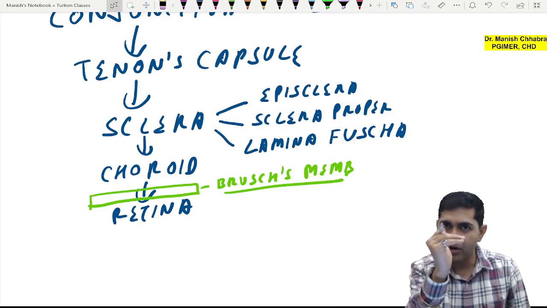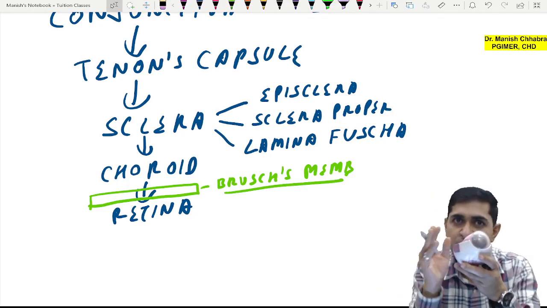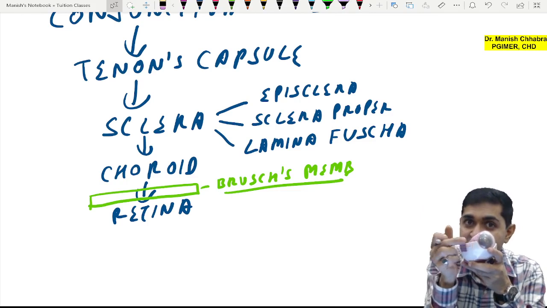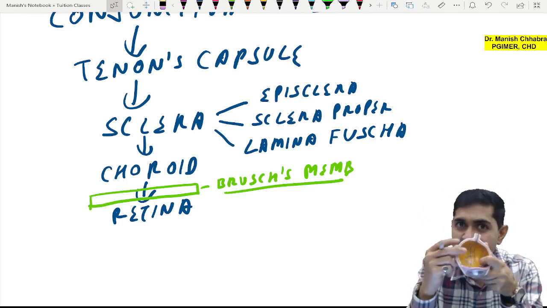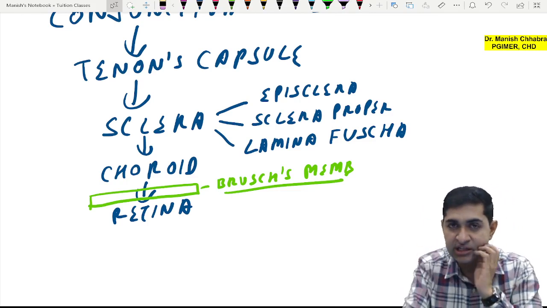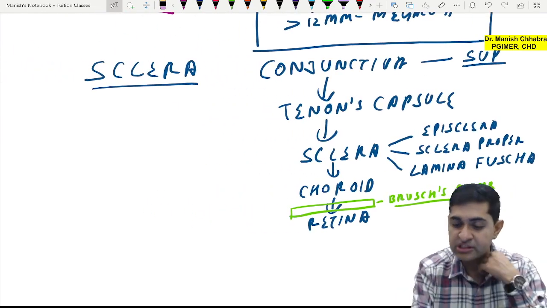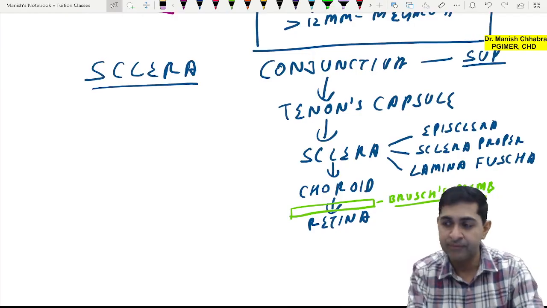So this is the normal anatomy. Okay, so there is conjunctiva, then there is Tenon's capsule, then there is sclera. Sclera has 3 parts. Then there is choroid, and the innermost layer is your retina. Okay, all right. So this is about your sclera.